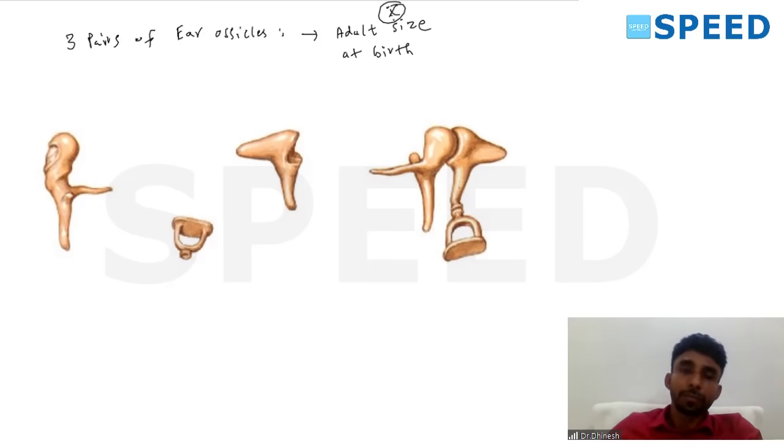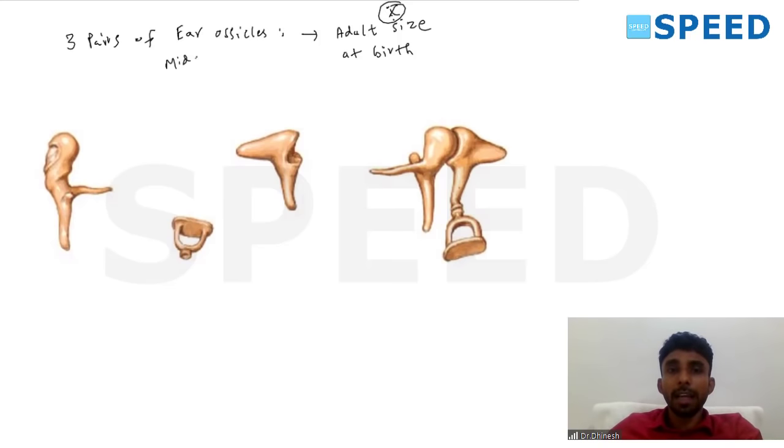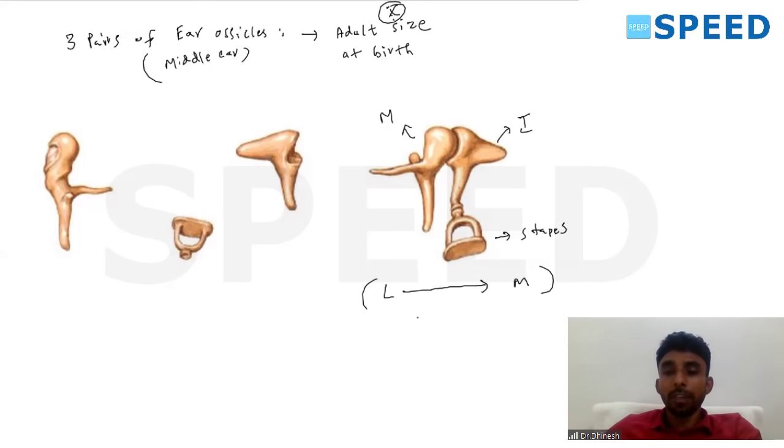Out of these 3 ear ossicles present in the middle ear, remember the arrangement from lateral to medial. This is the malleus you are seeing here, this is the incus and this is the stapes. So in both ears, from lateral to medial, the arrangement of the 3 ear ossicles will be malleus, then incus, then stapes, starting from the tympanic membrane towards the inner ear. Remember this order from lateral to medial: malleus, incus, stapes.